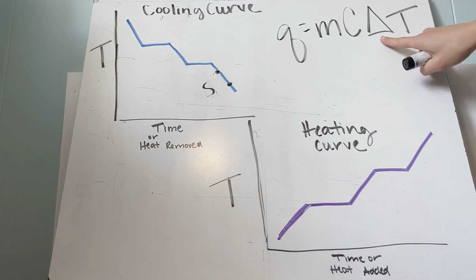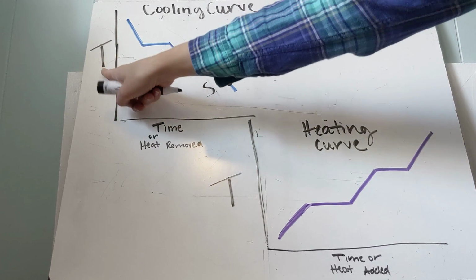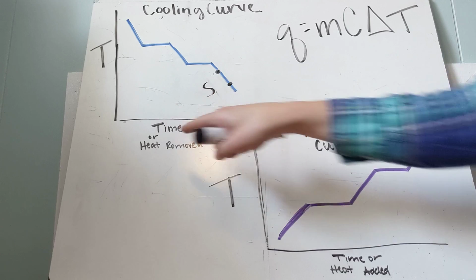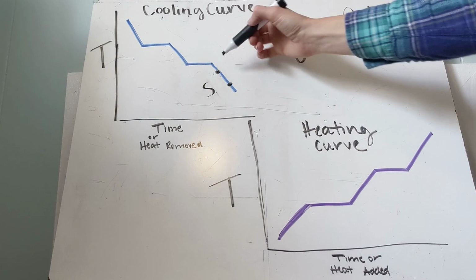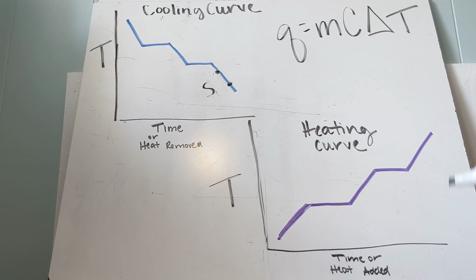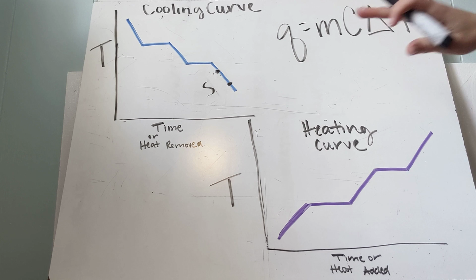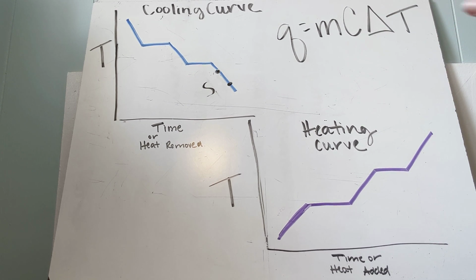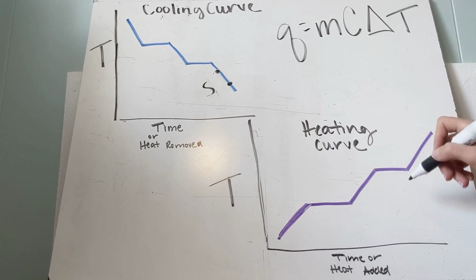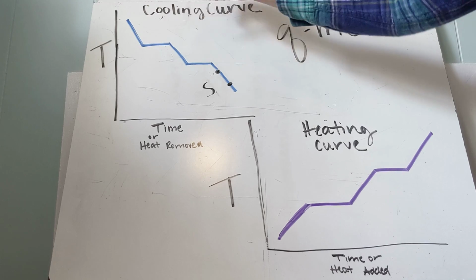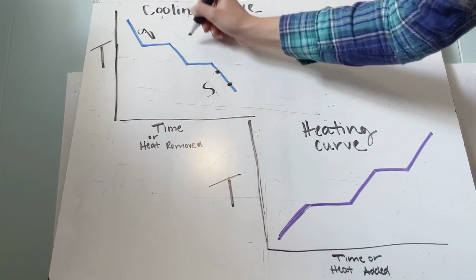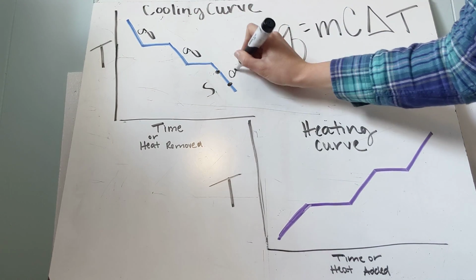That's where our delta T comes in. Notice on the cooling curve and the heating curve, our temperature is on the left. Our temperature is changing. So on all of these slanted lines, you can calculate Q.